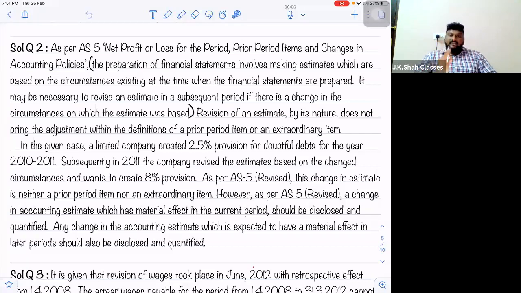So here, since the provision is with respect to bad debts, which is an ordinary activity, this is not classified as an extraordinary or a prior period item. So this is technically an ordinary item only, right? But if the amount is material, then you can give a separate disclosure. But if the amount is not that highly material, no need of giving a separate disclosure. So this is the solution for question number 2.